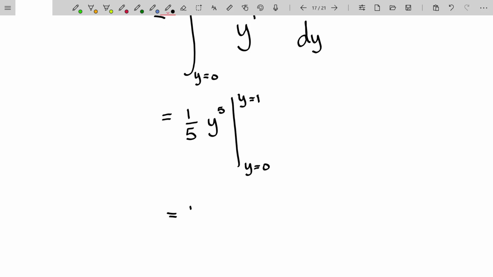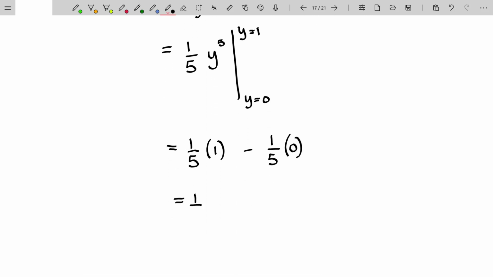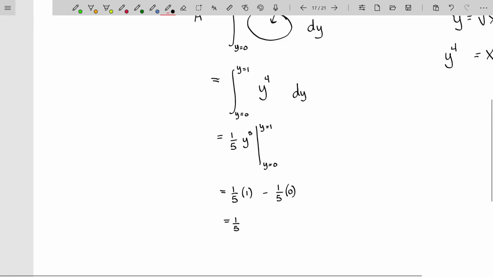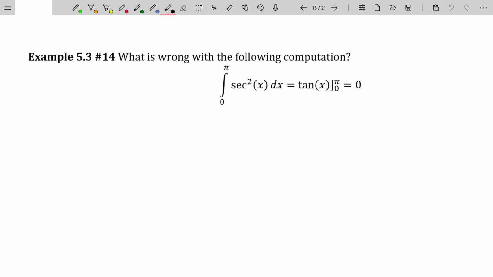Plugging in that upper limit, you get 1/5 times 1, minus plugging in that lower limit, you get 1/5 times 0. That's why zeros are great as limits. So this answer is 1/5. That is the area of that shaded region. Being able to turn your head and look at the world slightly differently is so important, not only in mathematics, just in life. Turn your head every once in a while and look at somebody else's perspective. You might learn something.